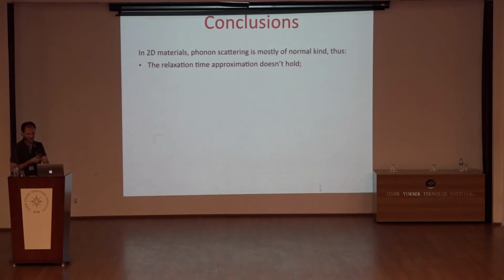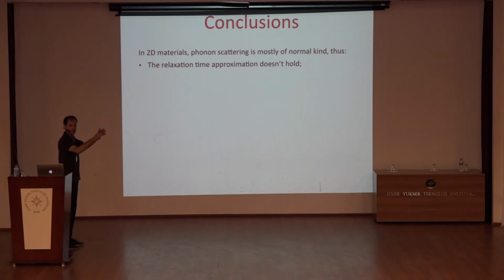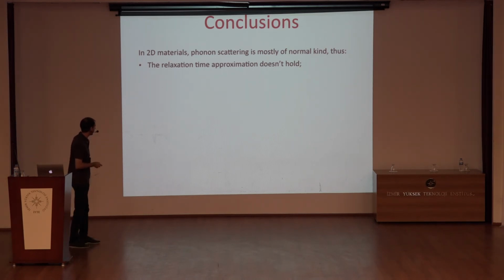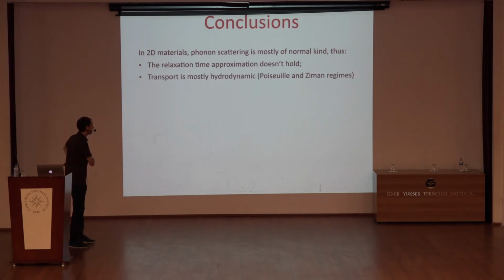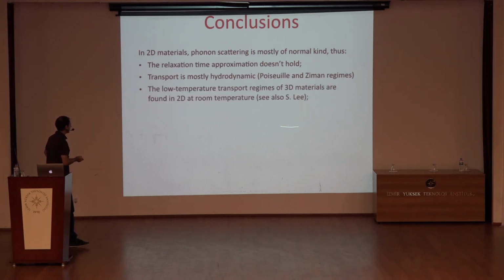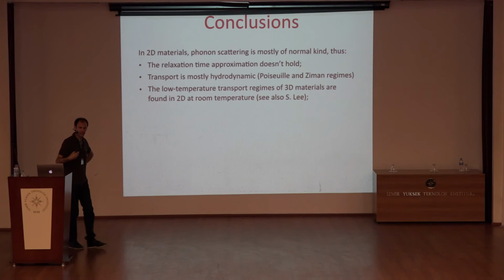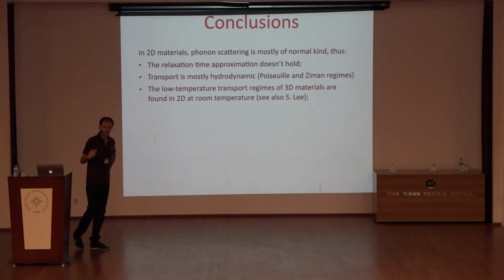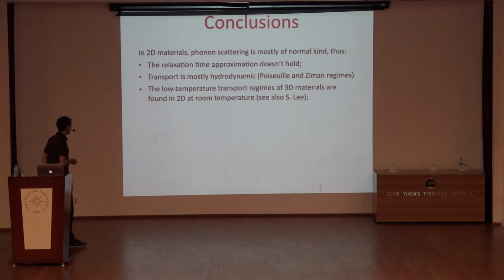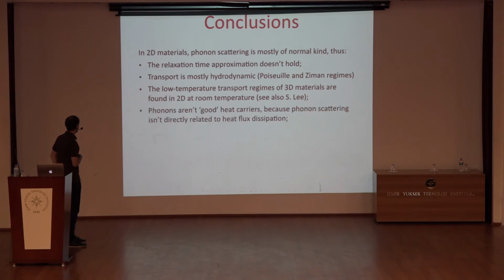So the take-home message is basically that you have a lot of normal processes in two-dimensional materials, and then you have a bunch of consequences that derive one after the other. So your relaxation time approximation fails, sometimes miserably. You have the appearance of these hydrodynamic modes. You have this carrying over of low temperature transport regimes. Low temperature regimes in three-dimensional systems are carried over to room temperature conditions if you go to materials of low dimensionality, and we will be hearing for sure more about this.